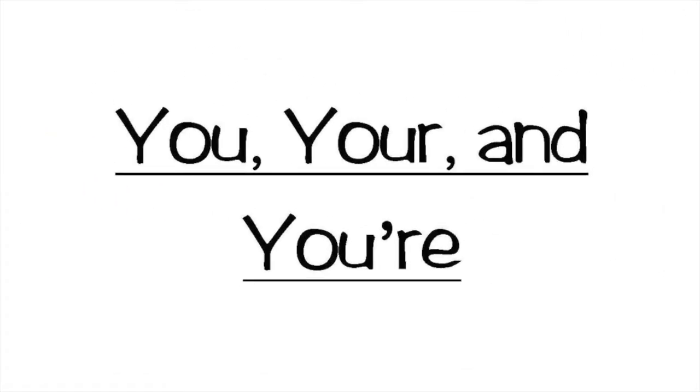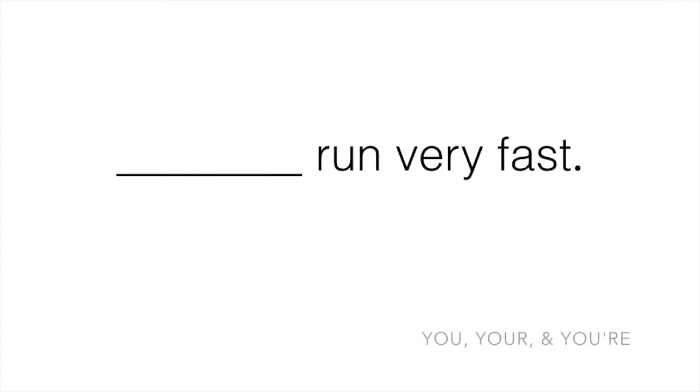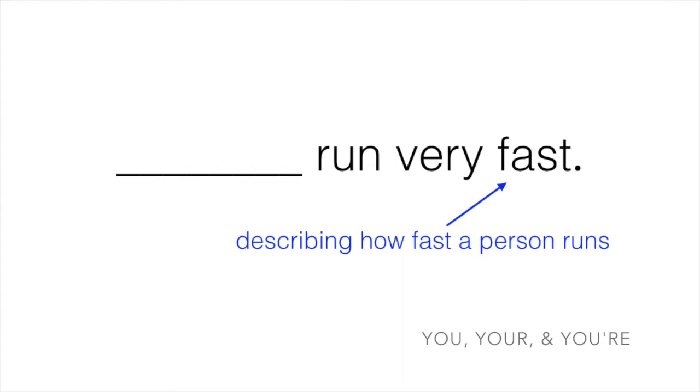Next we have you, your, and you're. First, you is a pronoun used to refer to a person. Blank run very fast, where fast describes how a person runs, so we would use the word you. You run very fast.